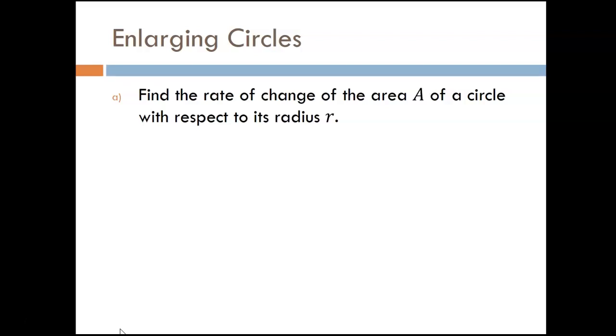So area of a circle is what? What's the area of a circle formula? Pi r squared. Okay, so area of a circle is pi r squared.